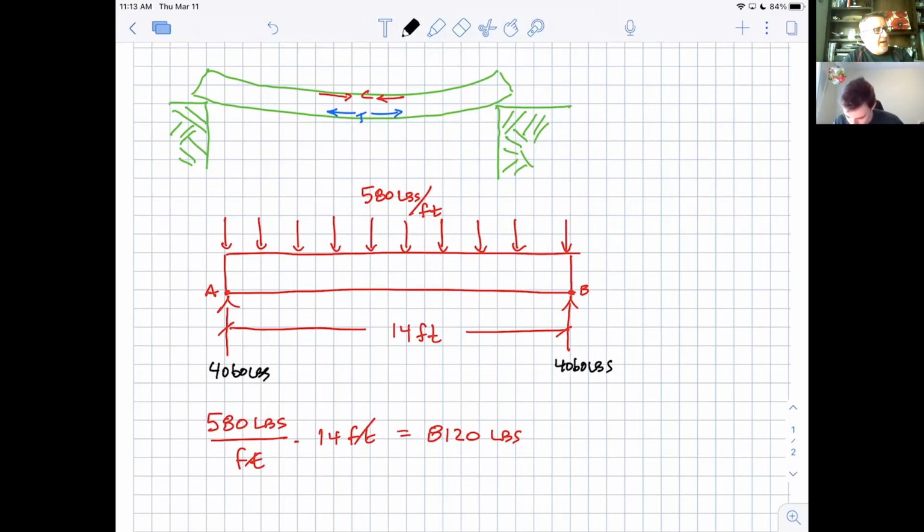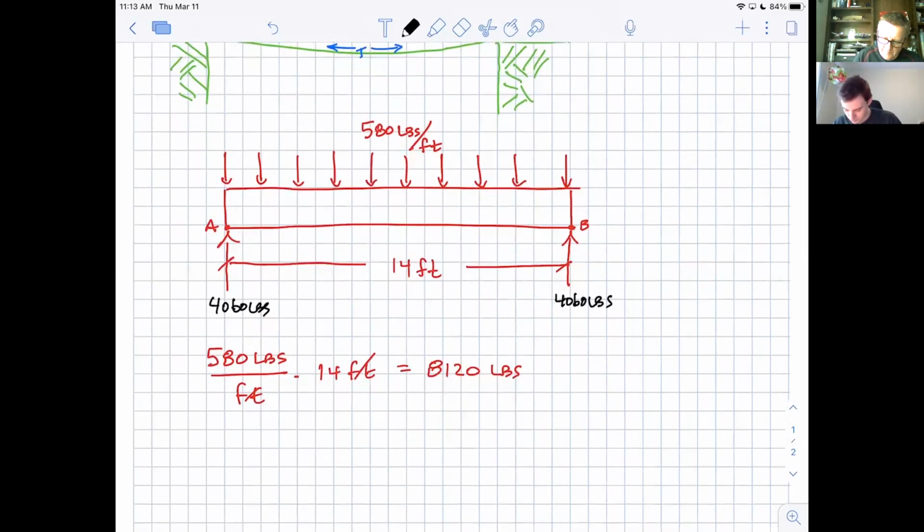There's 8120 pushing down. I just made 8120 pushing up. The beam is not rotating because of moment. And we didn't need to use moment to calculate this, but if we did, it would work. Maybe we'll check that really quick. Let's check the moment. So are the sum of the moments around, say, point A equal to 0? Well, let's just check and make sure that's the case. So what do I have?